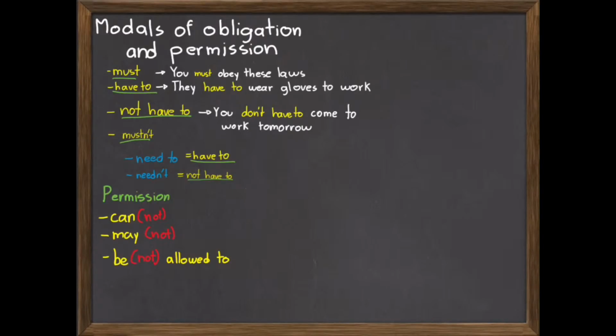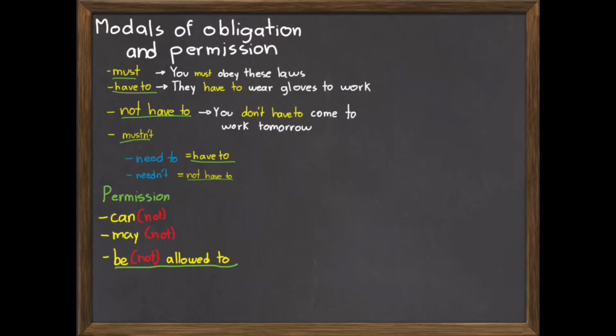The modals of permission are can, may, and be allowed to. You can also use the negative forms cannot, may not, or be not allowed to. Obviously, you would have to conjugate the verb to be in this modal of permission. We use them to talk about permission. For example, you can't leave work early today. You don't have permission to do it. You may go now. You have permission to go.